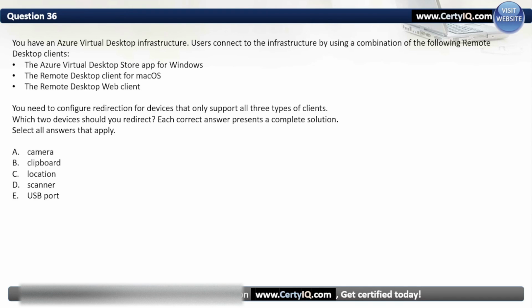Question 36. You have an Azure Virtual Desktop infrastructure. Users connect to the infrastructure by using a combination of the following remote desktop clients. You need to configure redirection for devices that only support all three types of clients. Which two devices should you redirect? Each correct answer presents a complete solution. Select all answers that apply.